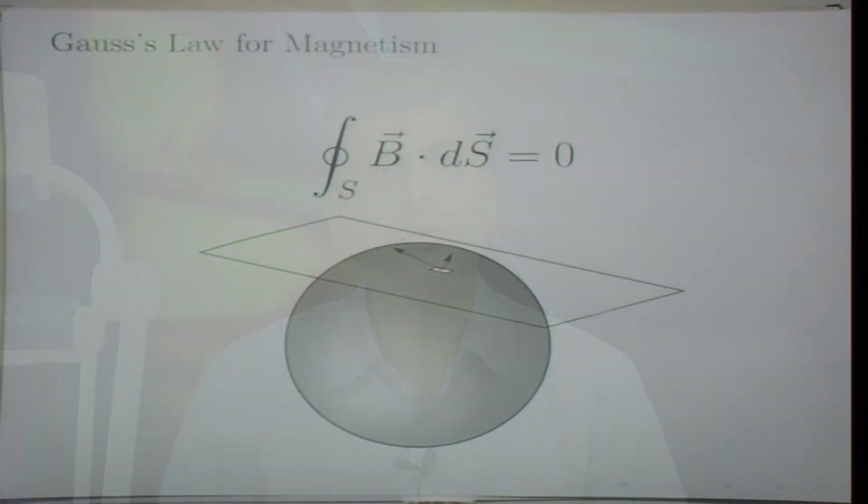The next law is Gauss's law of magnetism. In fact, it has to be computed in a similar way. You take any surface, this is shown as a sphere, but it could be any surface. Then what you do is you compute B dot ds.